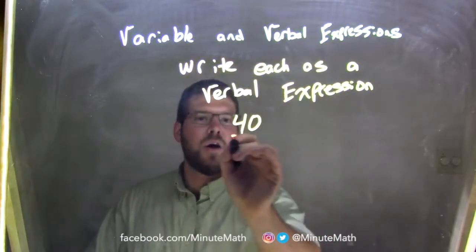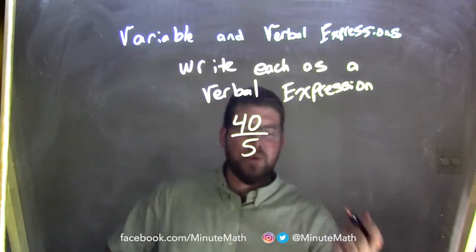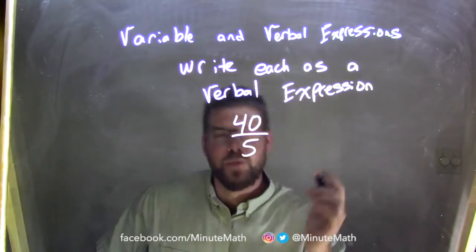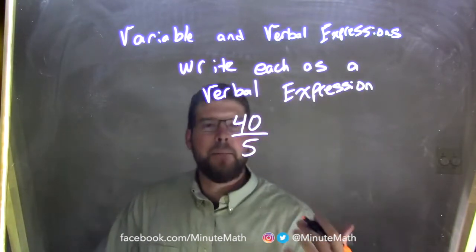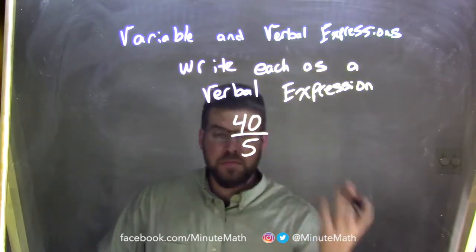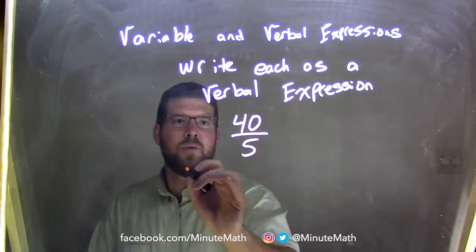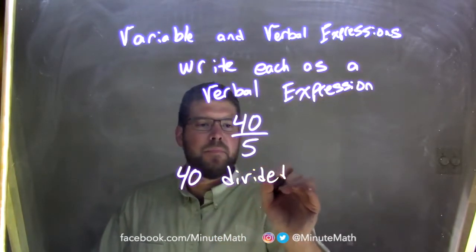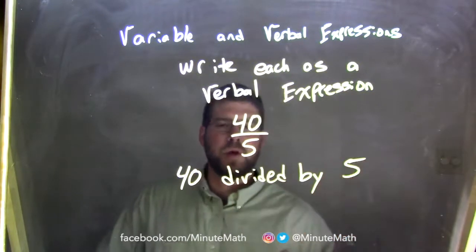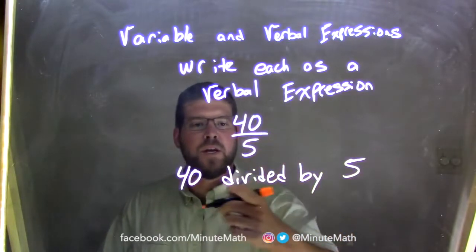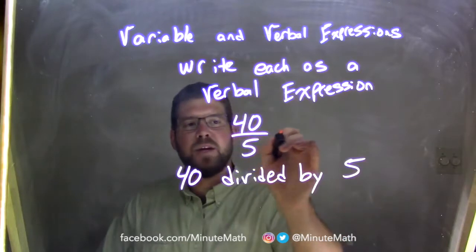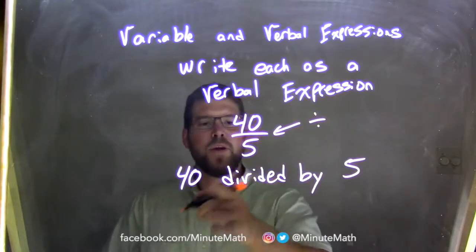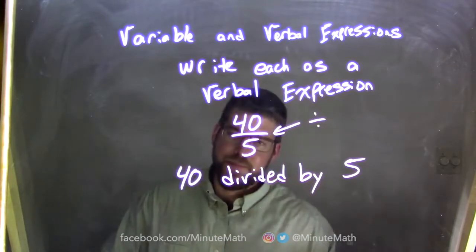The number 40 on top of the number 5. Now we see that fraction, that 40 over 5, is division. We're taking 40 and dividing that by 5. So with that same verbiage, 40 divided by the number 5. So 40 over 5 is 40 divided by 5. Remember that symbol right there is division. We take 40 and we're dividing by 5.